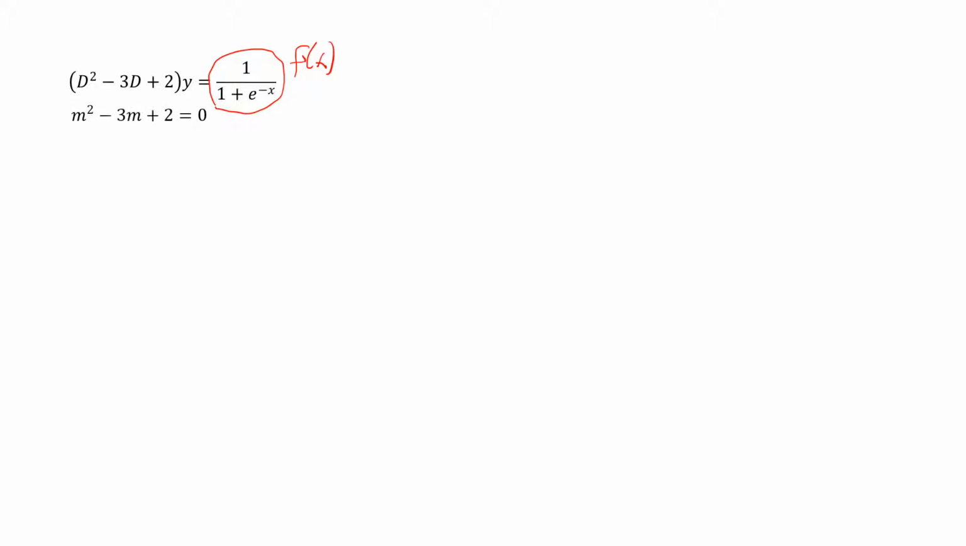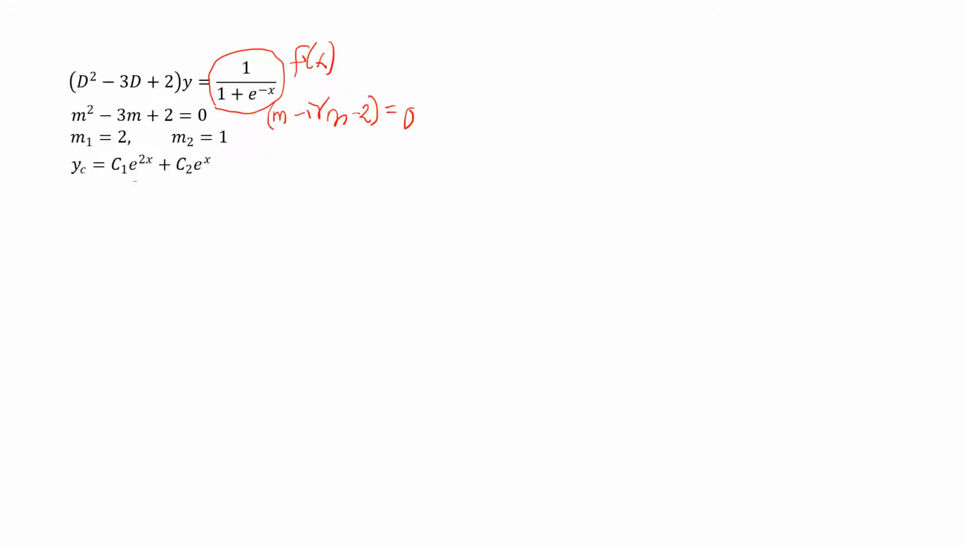Solve for the roots of the auxiliary equation. M squared minus 3m plus 2 is 0. This is plugging m for D. You will have m minus 1 times m minus 2 equals 0. So the roots are 2 and 1, and the solution of the auxiliary equation is c1 e to the 2x plus c2 e to the x.